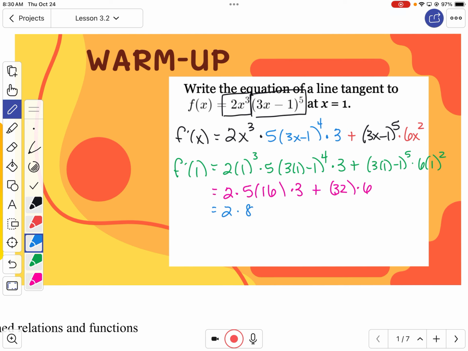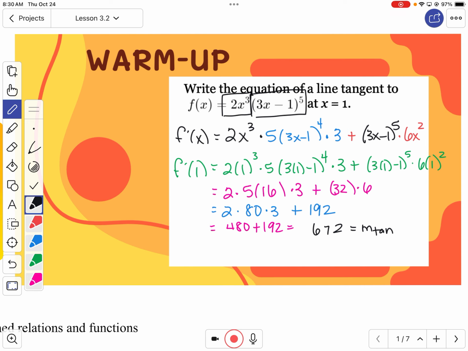Is that 80? 16 times 5. And then 32 times 6, 192. 6 times 80, that'd be 480. Plus 192. So big numbers. 672 is my slope. Okay. It's big, but it's a number nonetheless.